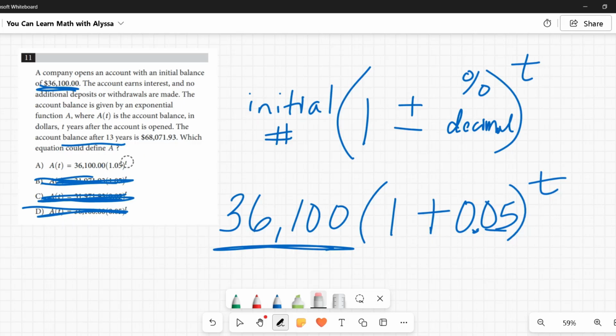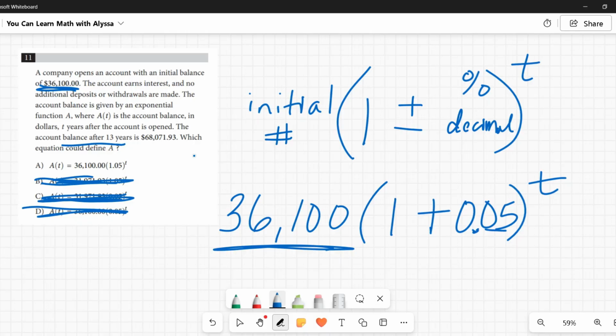We don't have to do the math. If you'd like to plug 13 into this equation and see if it gets you to 68,000, etc., not a bad idea if you have the time. I wouldn't recommend doing this on the initial pass through, but if you complete all your answers and you'd like to check, that is a way you can check this.